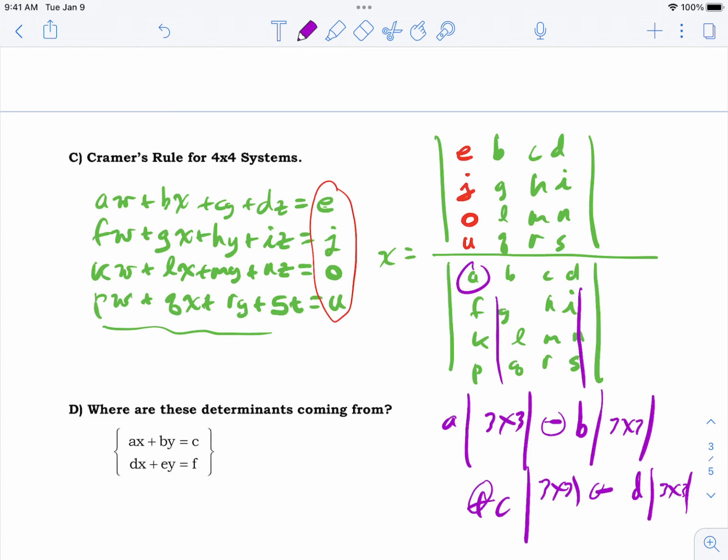Okay, I don't want to write it out. You don't want me to write it out. You don't want to watch me write it out either, do you? No. I will never ask you to do a 4x4, so don't worry about it.